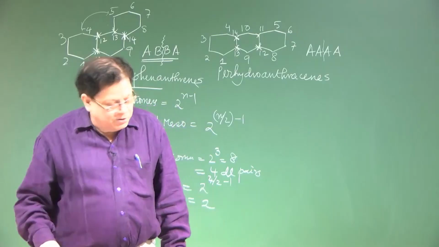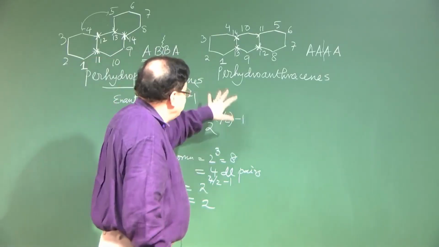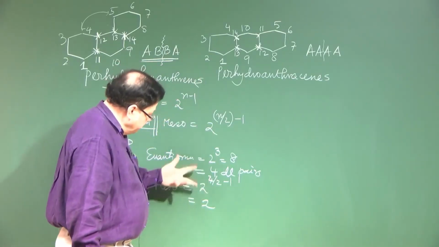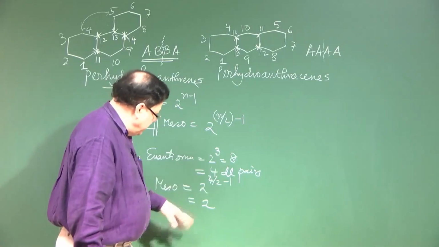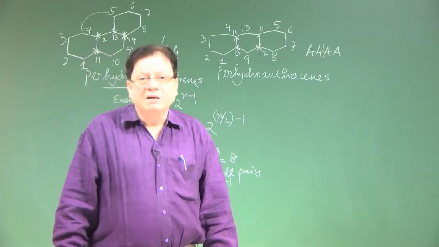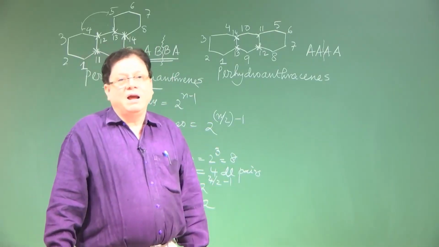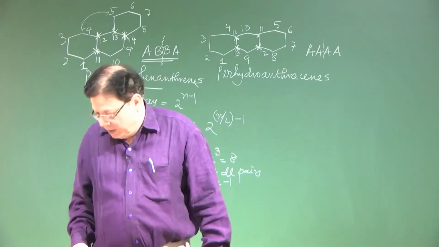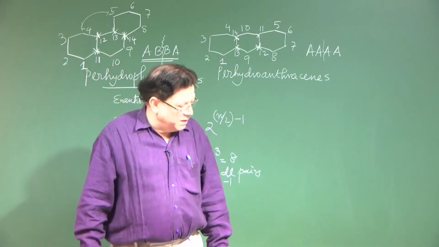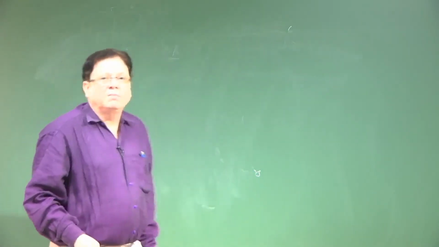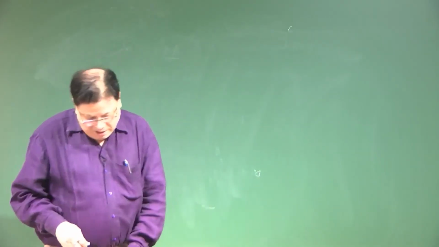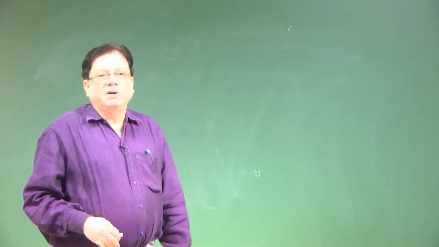We will come back to the perhydroanthracene. Obviously, we will have fewer there. The total number of isomers here will be 8 plus 2, that means 10, and in perhydroanthracene that will be less because it is AAA type. Okay. We will come back to that problem once we go through the perhydrophenanthrene system.